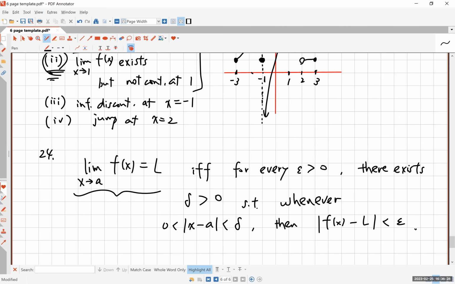For every epsilon that somebody gives you, if you can provide a positive delta such that when x is within delta distance from a and not exactly equal to a, then f of x is so close to L, the limit, that its distance from L is less than epsilon. If you can do that, then we have proved the limit is equal to L. Okay, so that does it.